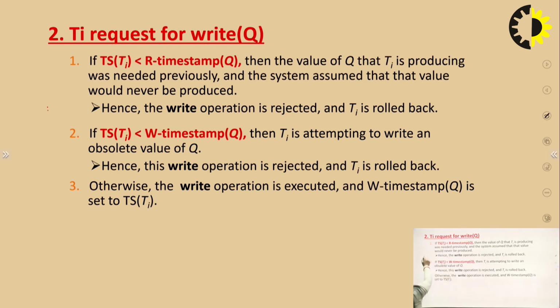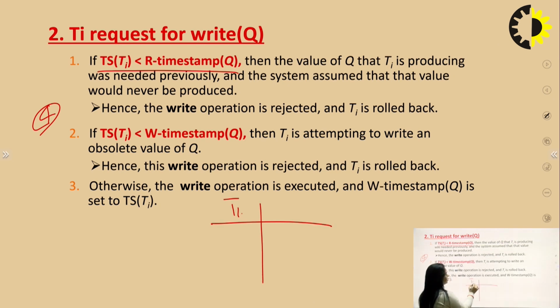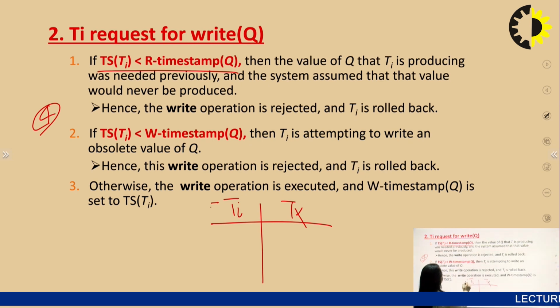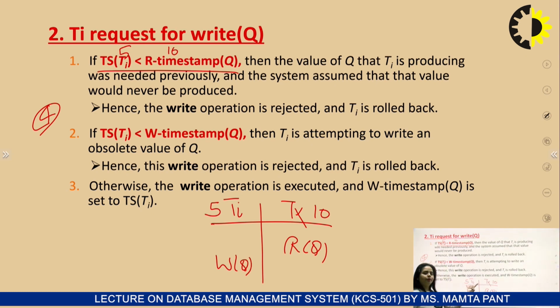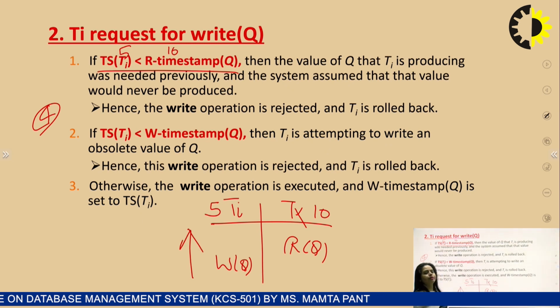Next, TI requests write Q. Here we have 4 conditions. The first one is write timestamp of TI less than read timestamp of Q. So we have transaction TI and another transaction TX. TI has timestamp 5 and TX has timestamp 10, and the transaction whose timestamp is 10 performs the read Q operation. After this read Q operation, TI wants to perform write Q. We cannot perform this operation, so we need to reject this transaction and roll it back.